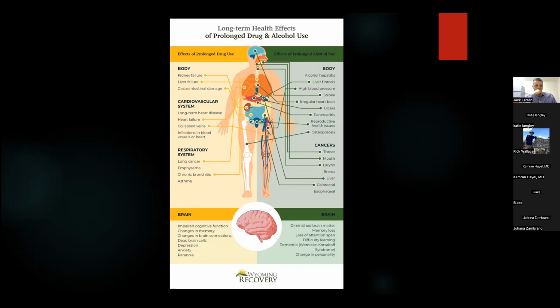Alcohol use can cause reproductive health issues. This is in both men and women. It's highly associated with erectile dysfunction, which of course is a reproductive health issue. It can cause menstrual irregularities. And so there's a lot of concern there. And then it can also cause osteoporosis.